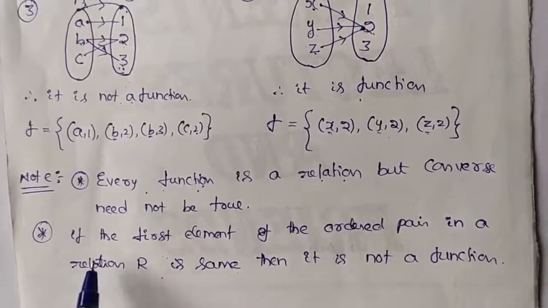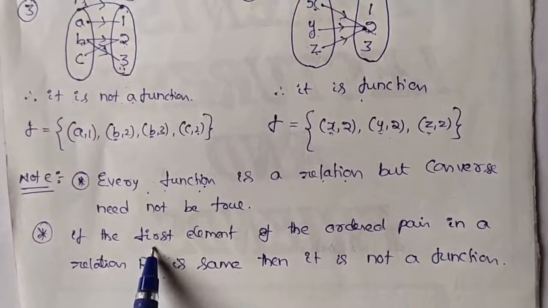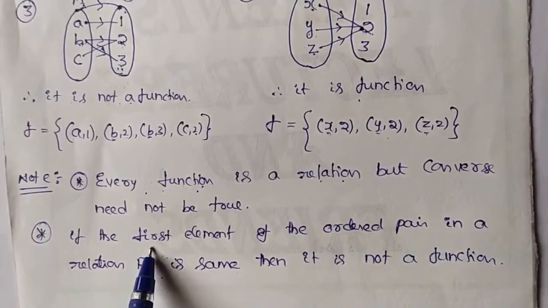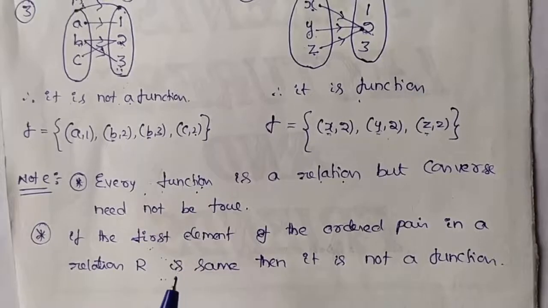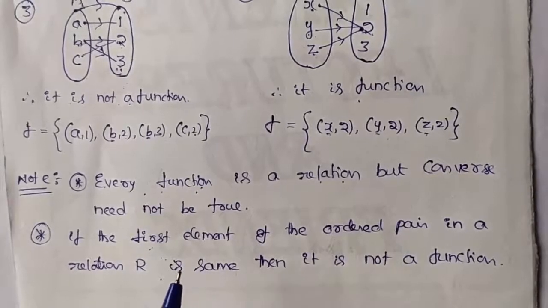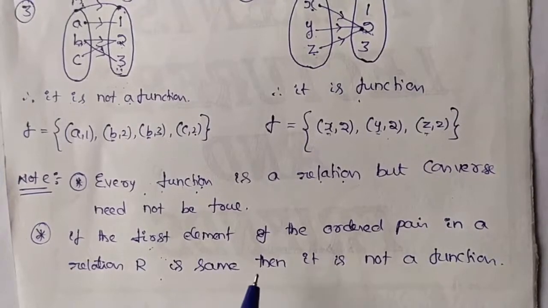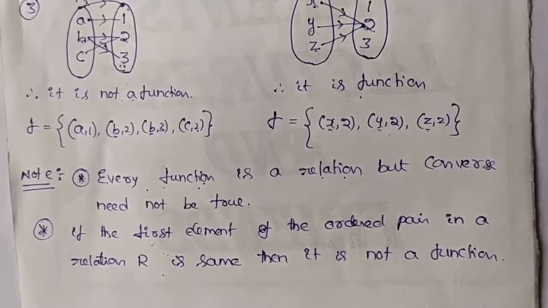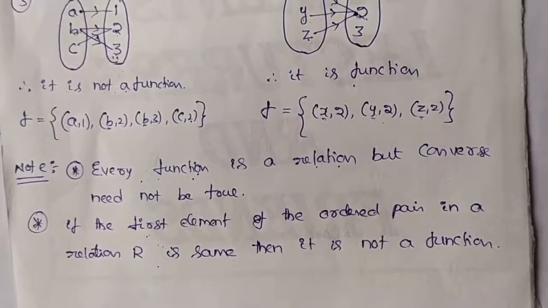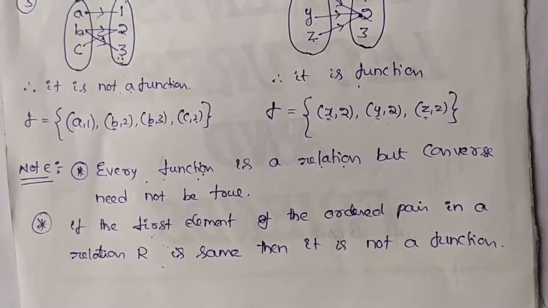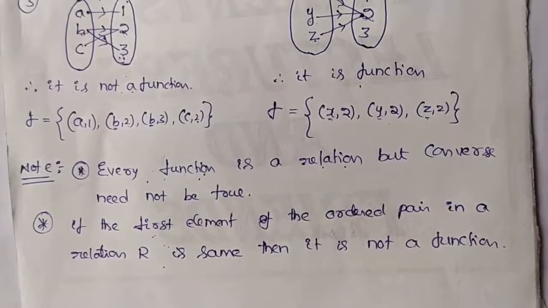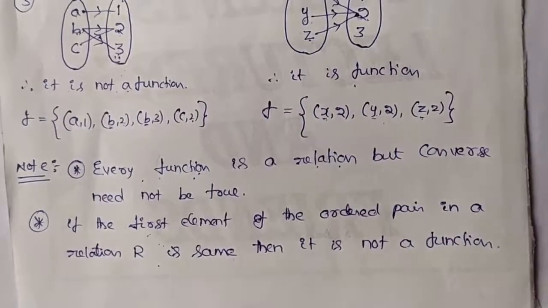Once again, if the first element of the ordered pair is the same in the relation R, then it is not a function. If the first element of the ordered pair repeats, then it is not a function, right? Based on this note point, I am going to give some examples. Note down these examples as problems. Write down these problems in your notebook.